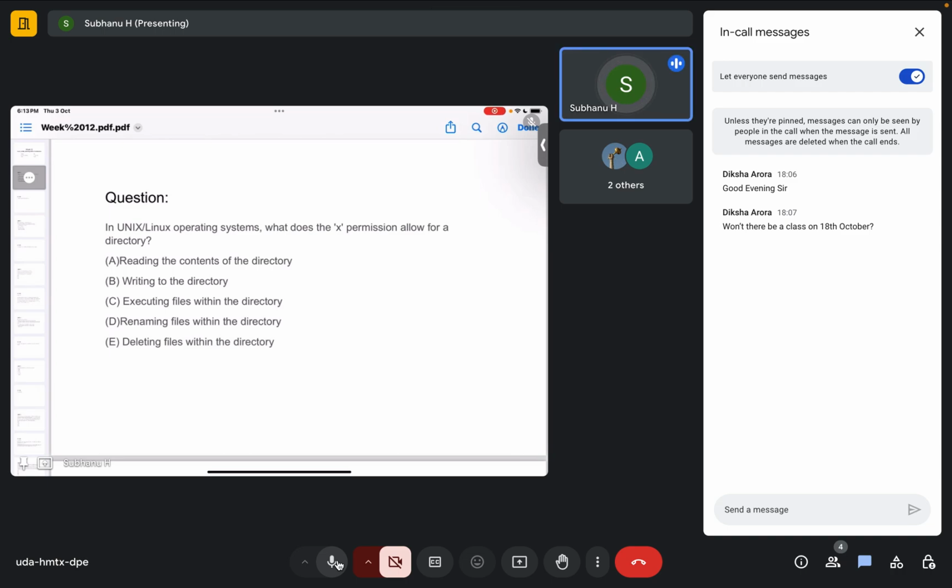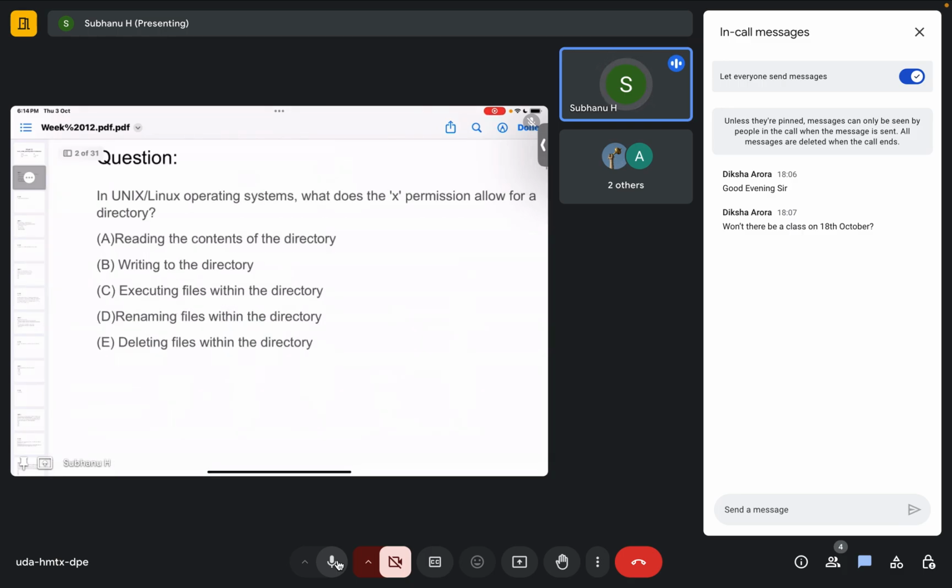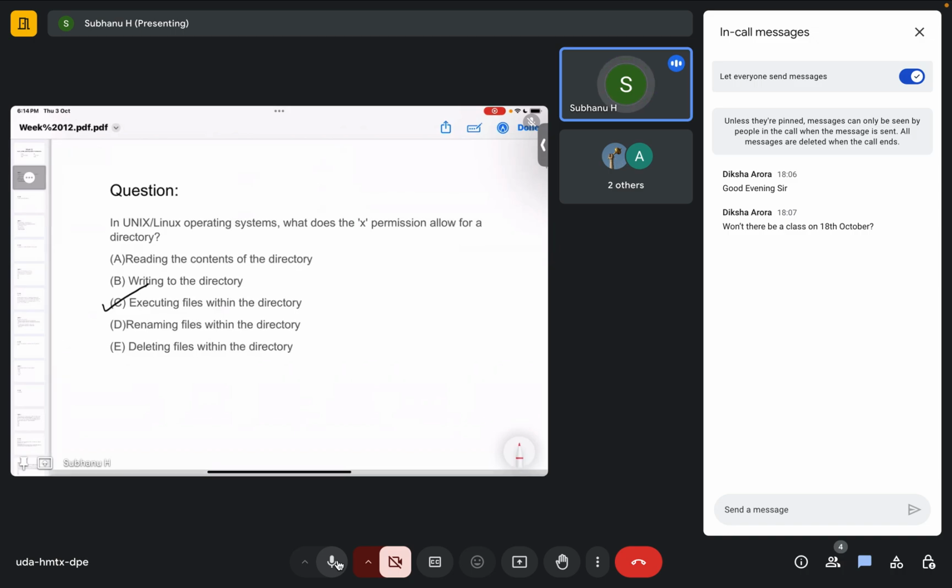Okay, so the right answer for this will be executing the files within the directory. Okay, so can you solve the next question?